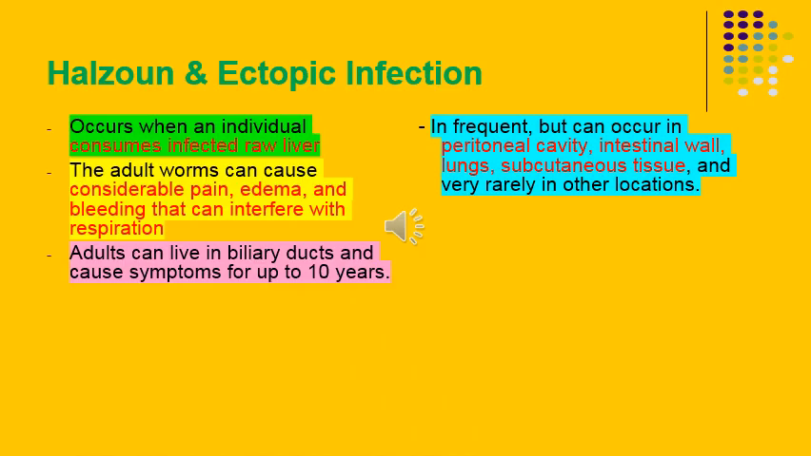Infrequent, but can occur in peritoneal cavity, intestinal wall, lungs, subcutaneous tissue, and very rarely in other locations, which we can see as the ectopic infection of Fasciola hepatica.